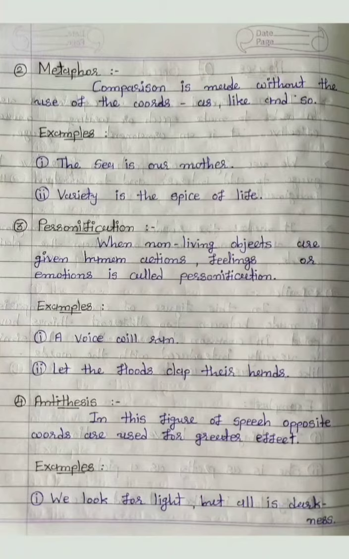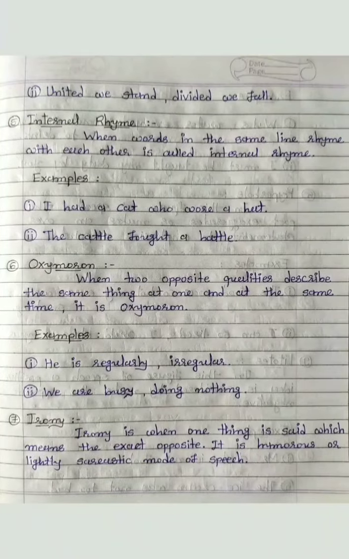Now, next is antithesis. In this figure of speech, opposite words are used for greater effect. For example, we look for light, but all is darkness. So here light and darkness, two opposite words, are used in the same line. That's why it is antithesis. Likewise, the second example is, united we stand, divided we fall. Here united and divided, two opposite words, are used in the same line. That's why it is antithesis.